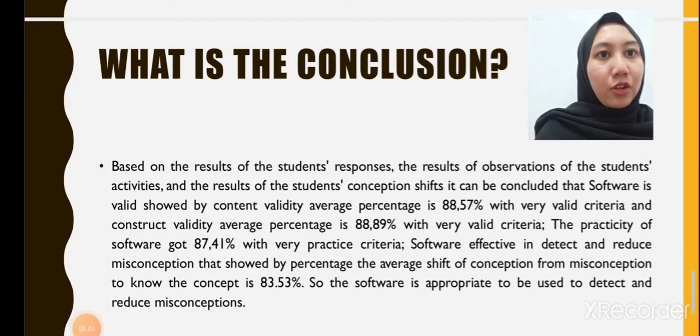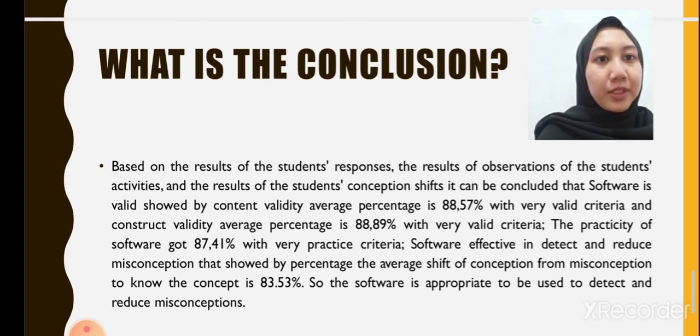What is the conclusion? Based on the result of the student response, the result of observation of the student activities, and the result of the student conception shift, it can be concluded that the software is valid, sought by content validity average percentage of 88.57% with very valid criteria, and construct validity average percentage of 88.89% with very valid criteria. The practicality of the software got 87.41% with very practical criteria.